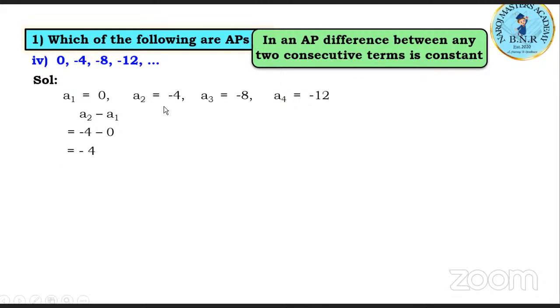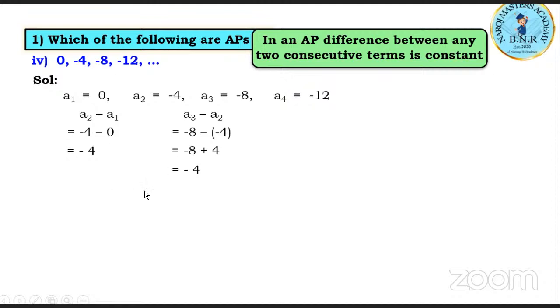Now what is the next difference? A3 minus A2. What is the value of A3? Minus 8, minus of minus 4. Minus into minus is plus. Minus 8 plus 4 is what? Minus 4. Not 12. No, no, minus 8 plus 4 is minus 4.